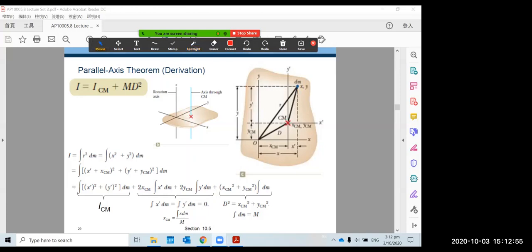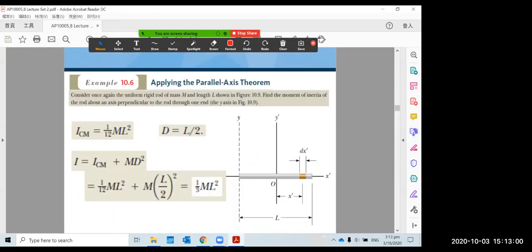With that, let us try to find out whether we are actually making sense of our previous calculations. You have this rod, and here the rod is having the axis of rotation about its end. How does the moment of inertia compare with the moment of inertia passing through the center of mass?